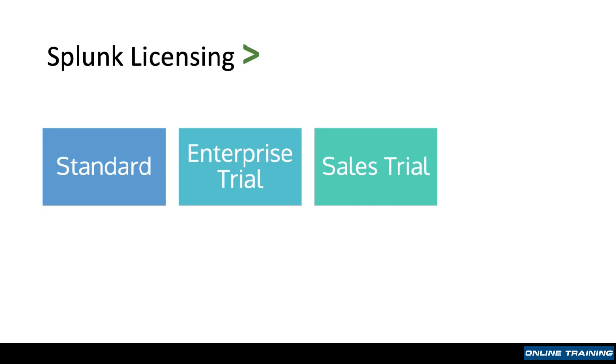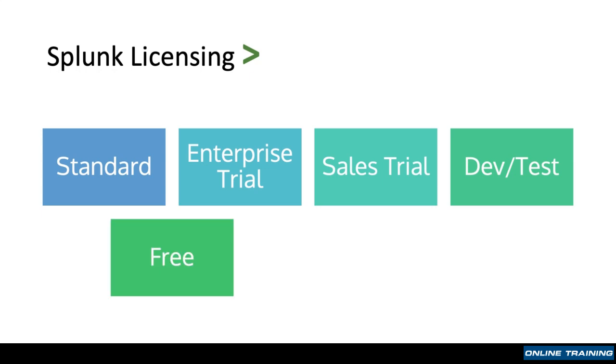The sales trial license is where a Splunk sales representative can customize the trial license for more volume or longer durations for a specific proof of concept that you're working on. A dev test license is restricted to non-production Splunk staging environments. The free license is perpetual and never expires, but it's highly restricted. It's restricted to 500 megabytes per day of data ingestion, and it has no login, no alerting, no distributed architecture, and a few other restrictions.